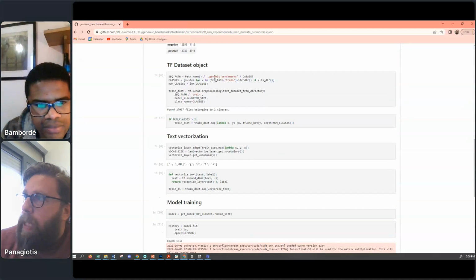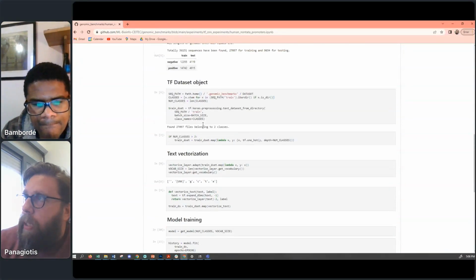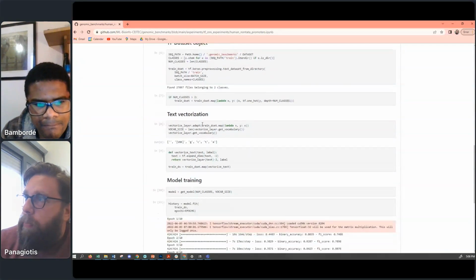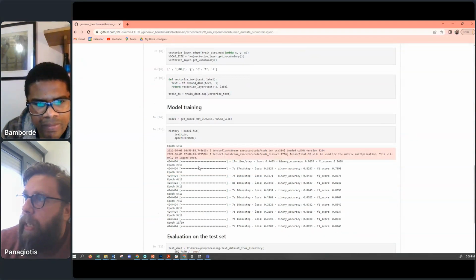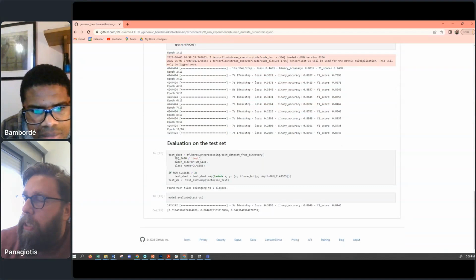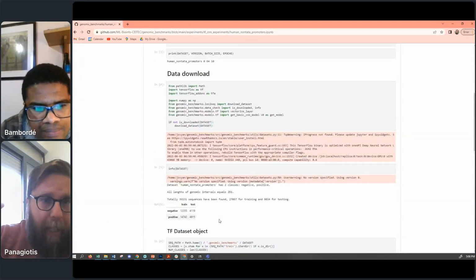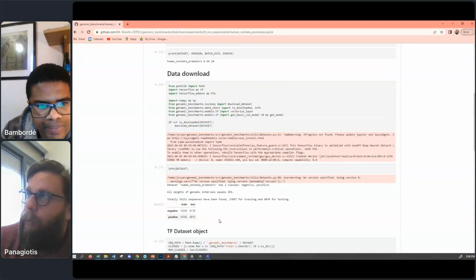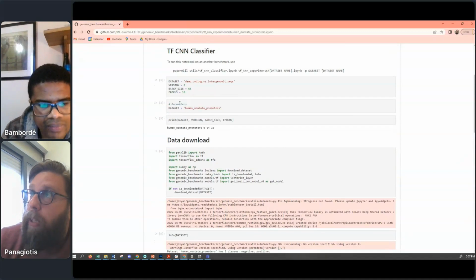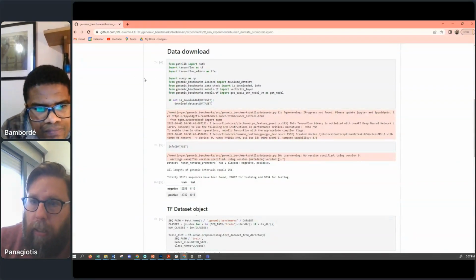Beyond that, we have the vectorization and training. This is how the training has happened. You can see the speed here, and then this is how you evaluate it. Of course, I assume that you will probably do very different things from the beginning, so you will probably just need the first part to download the data. But it could be interesting.